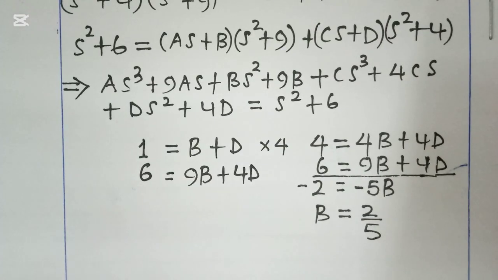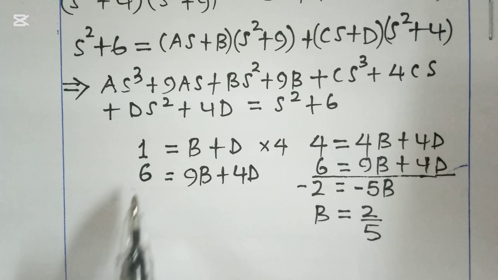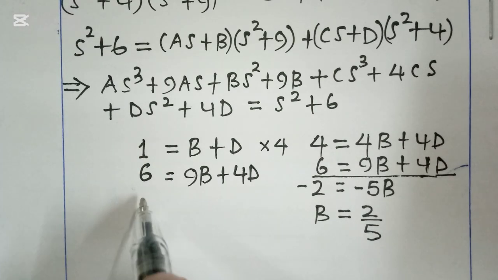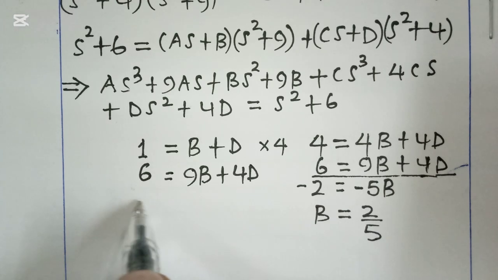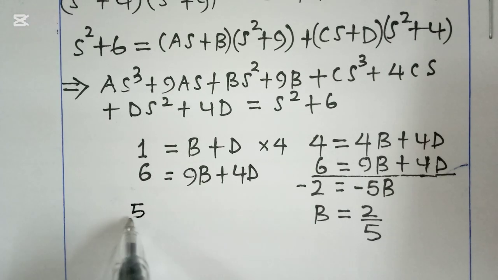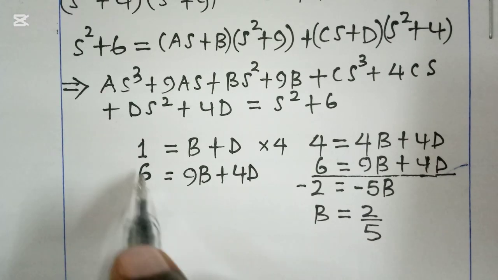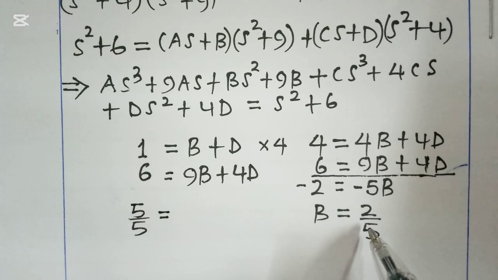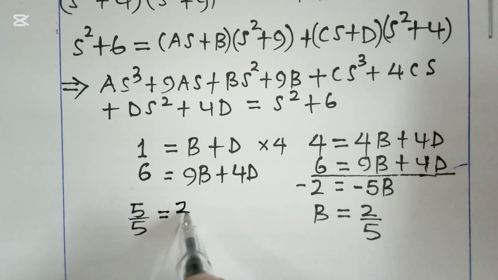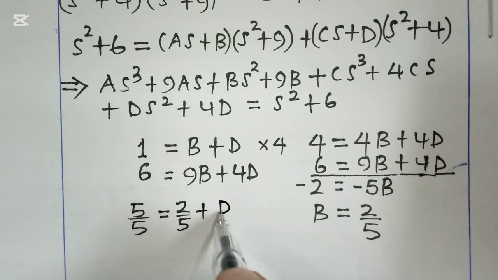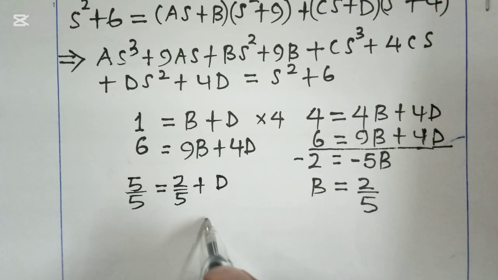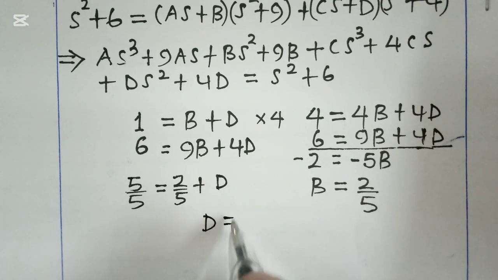Guys, now we come and look for d. For this, we can use this equation and write in terms of 5, whereby we write 1 as 5 over 5, so 5 over 5 is equal to 2 over 5 plus d, like that. And now we look for d. As you can see, it's obvious d is going to be equal to 3 over 5.